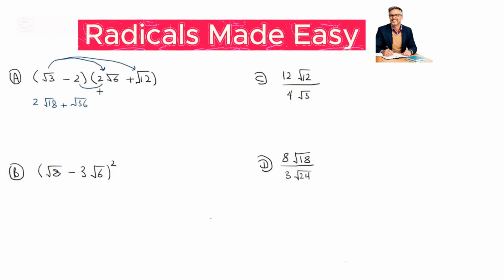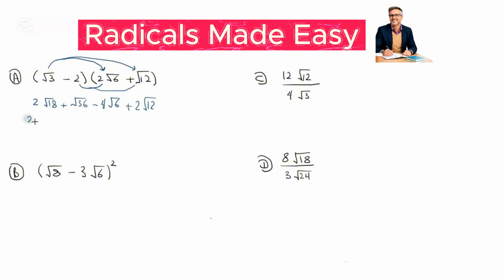Now negative 2 times 2 root 6, that's going to give us minus 4 root 6. And then 2 times root 12, and that's going to be plus 2 root 12. Now we're going to simplify the radicals.